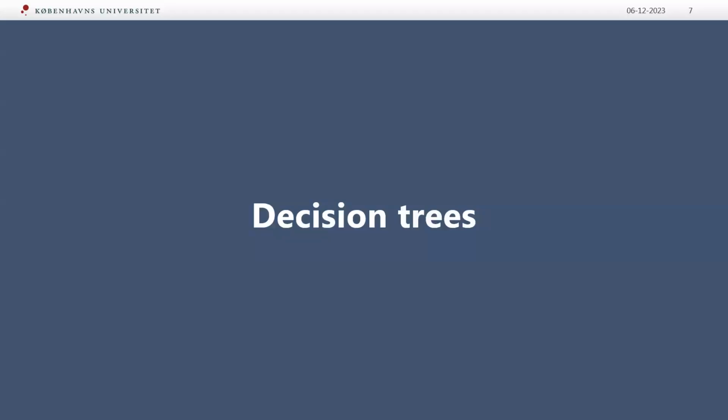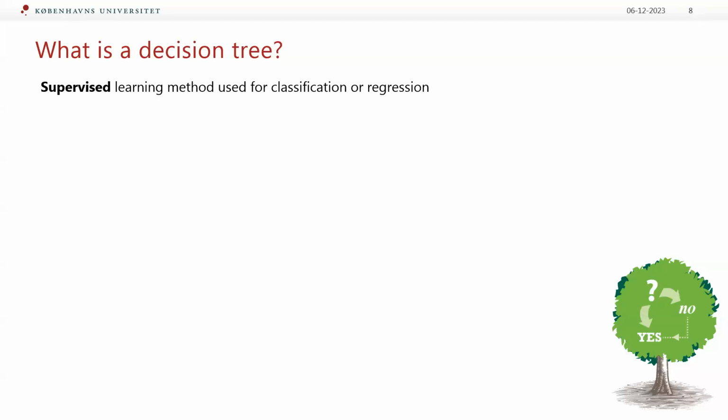So now we will talk about decision trees because these are the trees that make up the random forest. A decision tree is a supervised machine learning method that can be used for either classification or regression. And in this course, we're just using them for classification. So that will be the focus of the examples I'm about to show you.